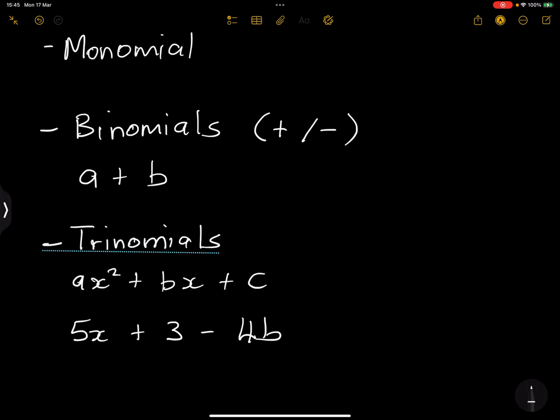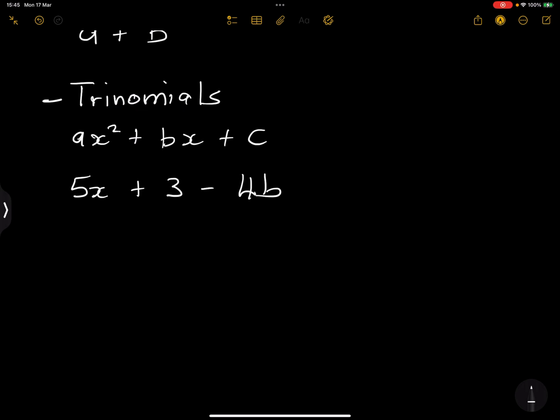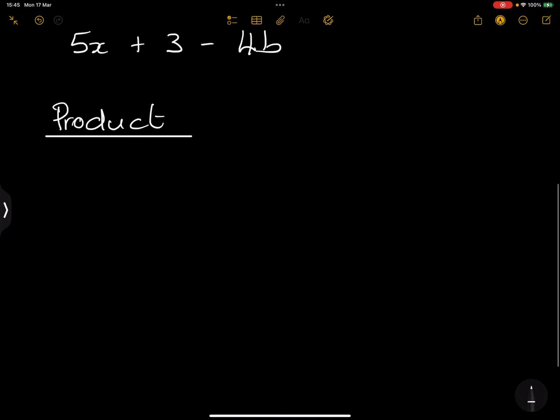So today we're going to learn how to find the product. Now remember, whenever you look at a product, you are multiplying between two things, right? So let's start with the first one. If we are given a monomial multiplied by a binomial, let's quickly have a look at it.